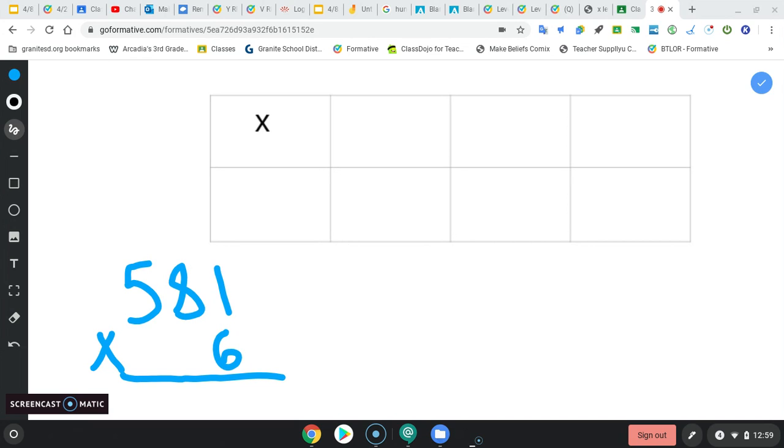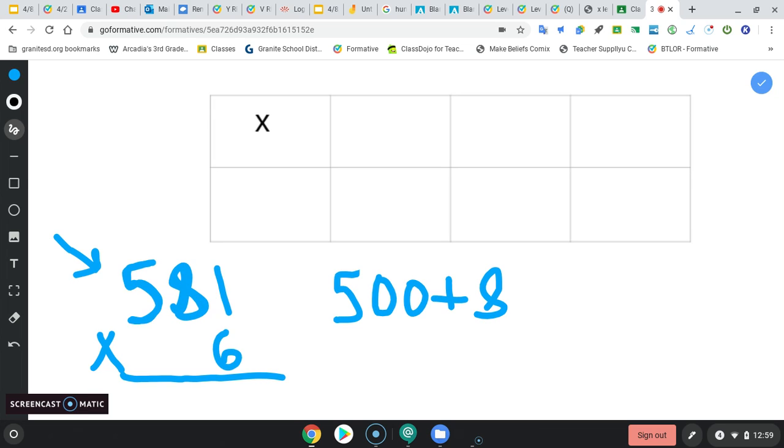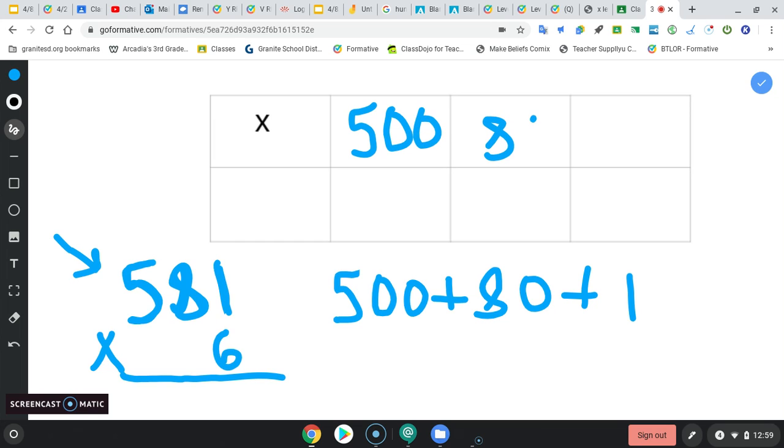All right, so the first thing you have to remember how to do is how to expand this number. This number in expanded form would be your 500s from here, plus your 8 tens, so plus 80, and then plus your 1 here. Those numbers are just going to go up here in these boxes. So 500 plus 80 and then 1. And then you take this and put it in here.